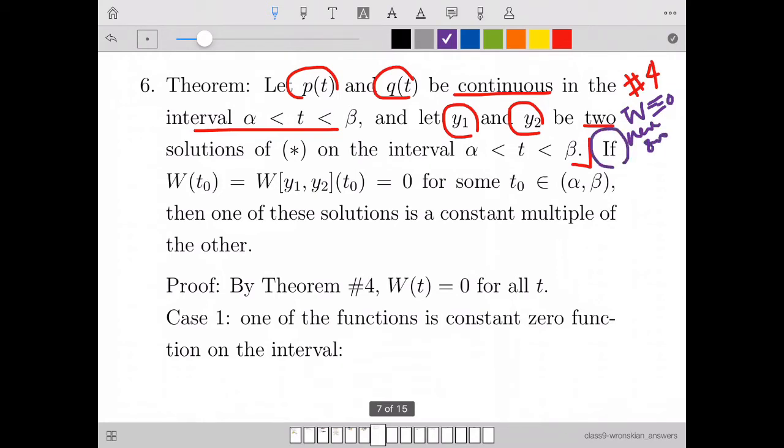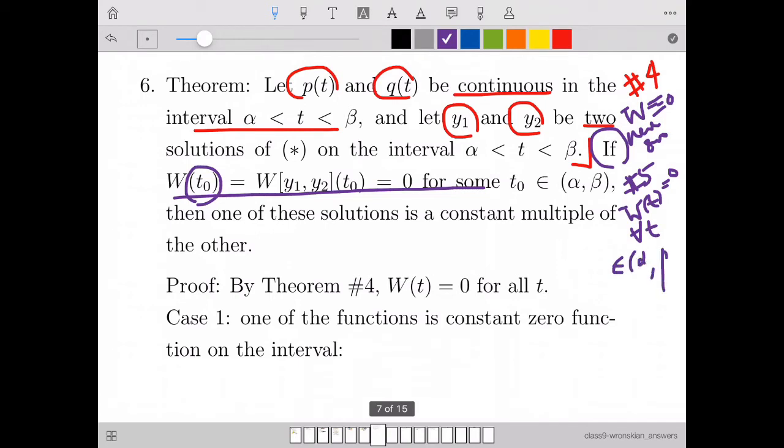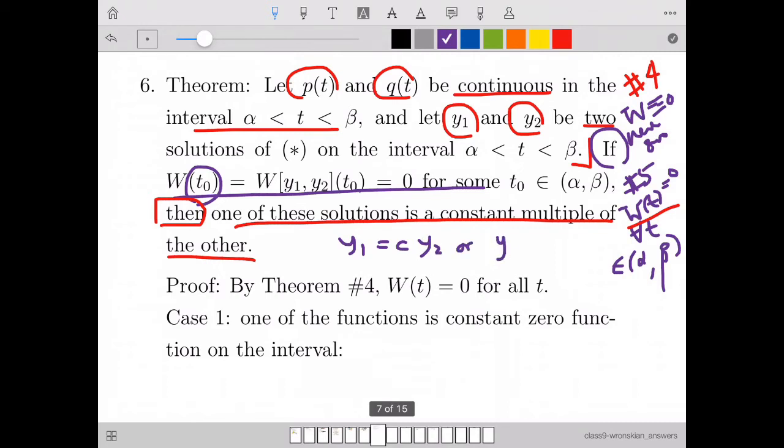And if it is 0 at some point t0, then from number 5 we know that it is 0 everywhere in this interval, 0 for all t in (alpha, beta). So at the end we asked when the Wronskian W(t) will be 0. This tells us the answer: one of these solutions is a constant multiple of the other. So either y1 is a constant times y2 or y2 is a constant times y1.